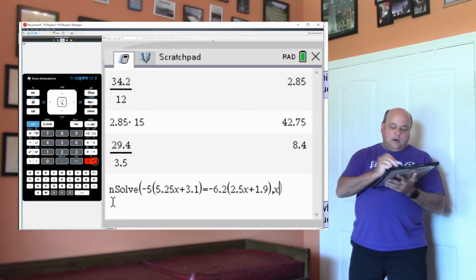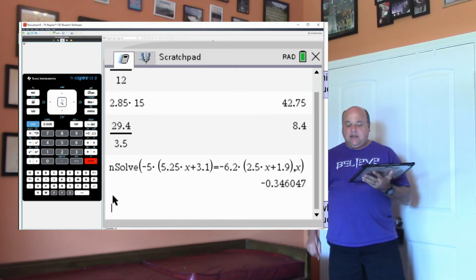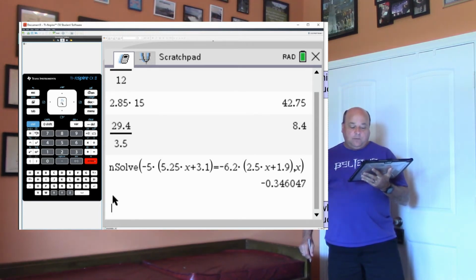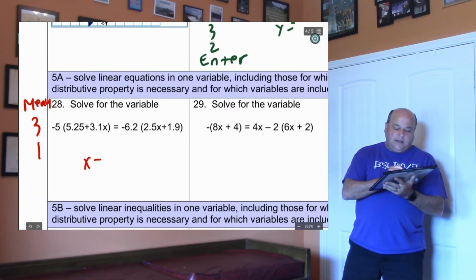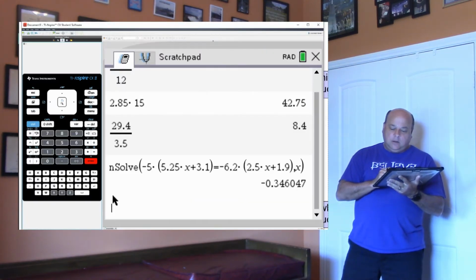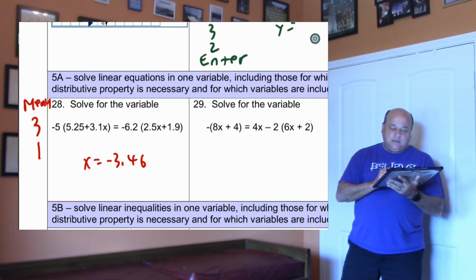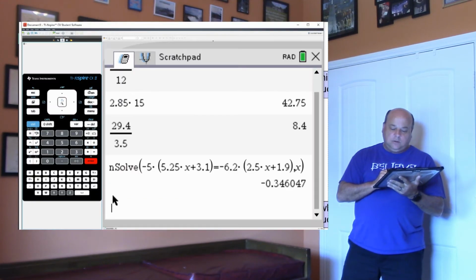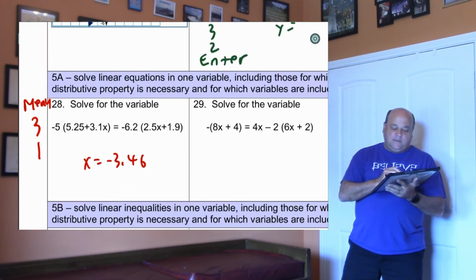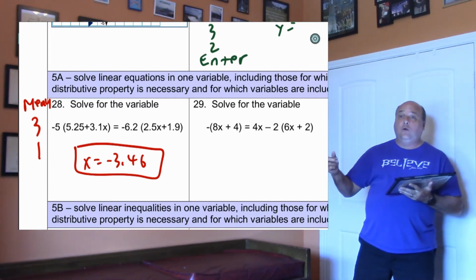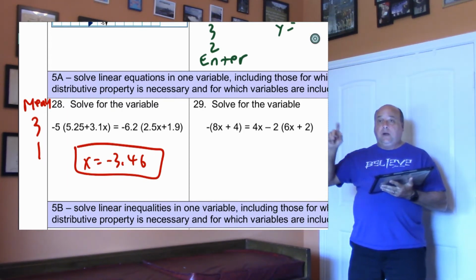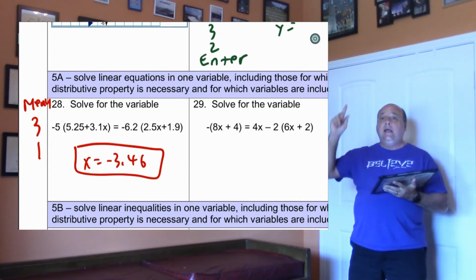Now then hit enter, and bam. The X is negative 3.4. Did I put it in right? I think I did. Okay, so negative 3.46. So X equals negative 3.46. Did I put that in right? 2.5x plus 1.9. Yes, I did. Negative 6.2. And then negative 5. That would be it, okay? Normally, that won't give you a big decimal like that. It's just going to work out, okay? That one I probably messed up when I was doing it in, okay?